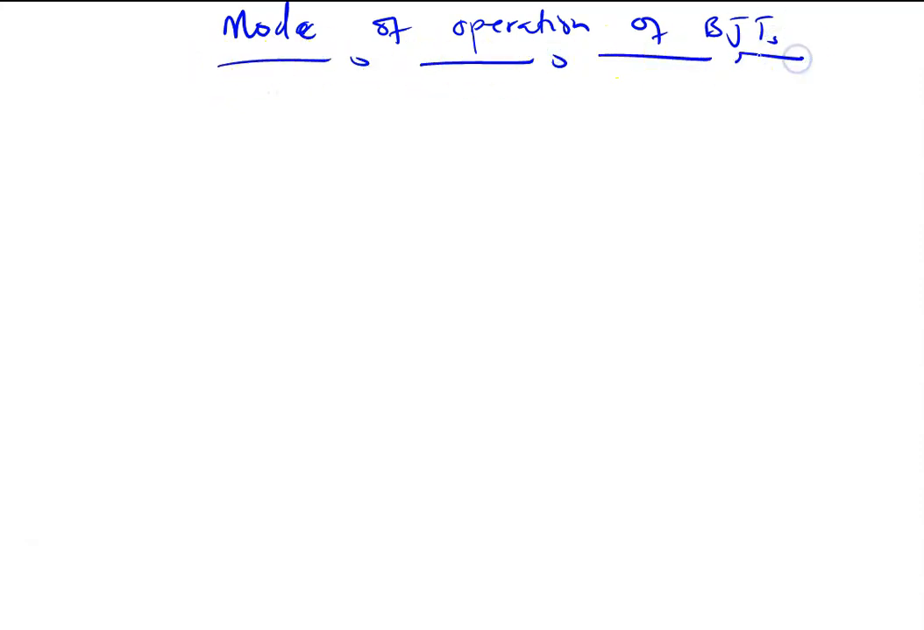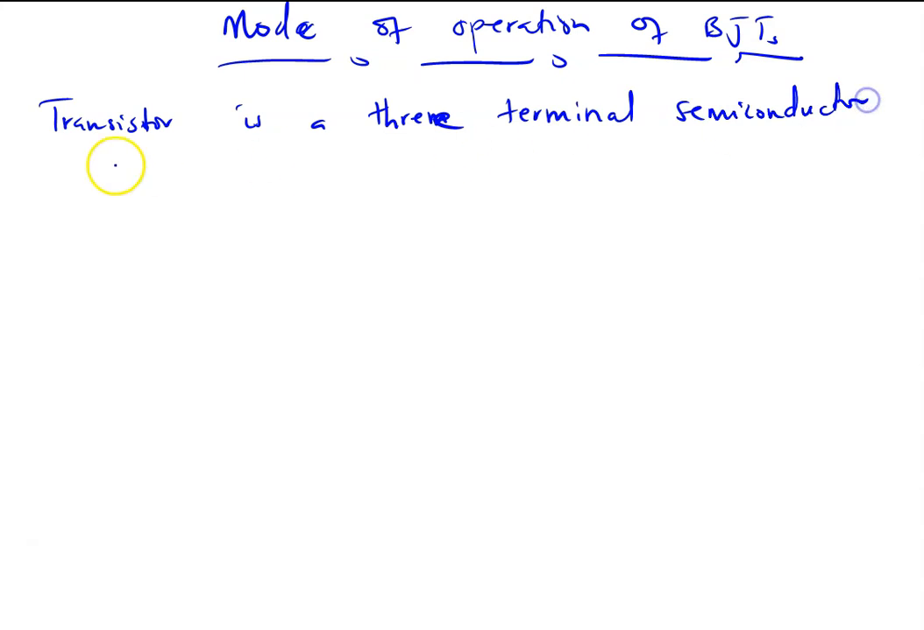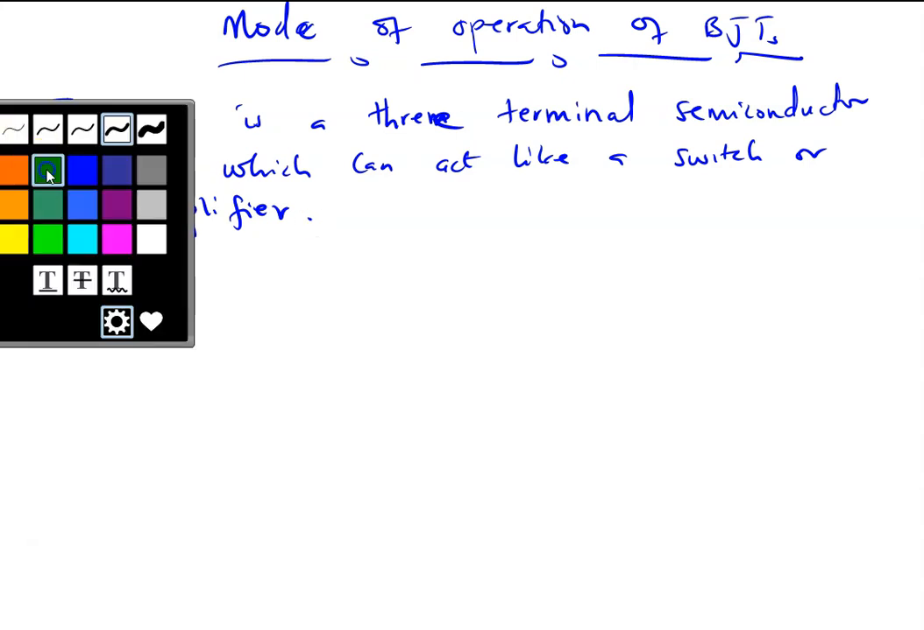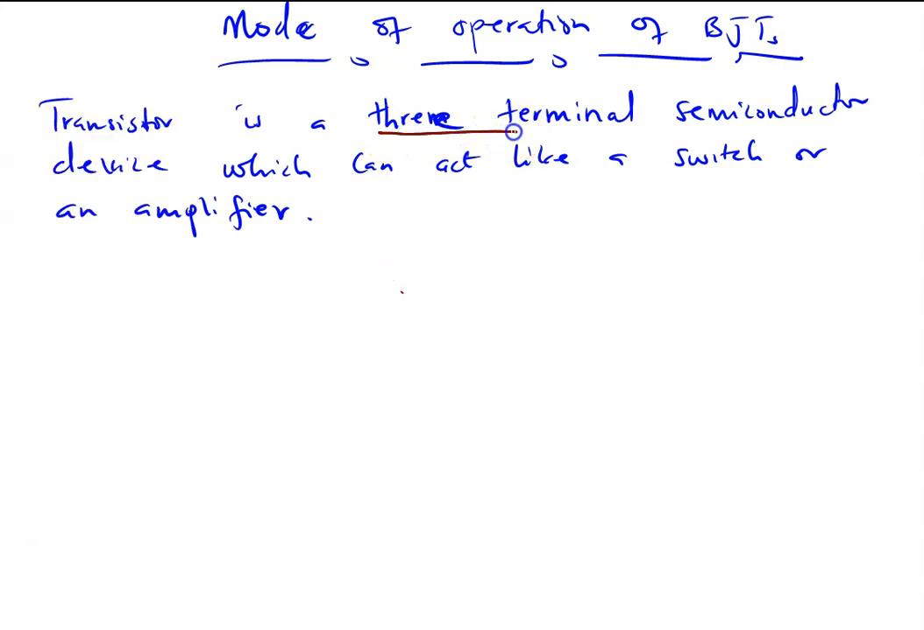Very good. So with the mode of operation, first of all, what's a transistor, if someone should ask you what a transistor is? A transistor is just a three-terminal semiconductor device which can act like a switch or an amplifier. So this is the definition of a transistor. These are the key words that should come in any definition of a transistor.